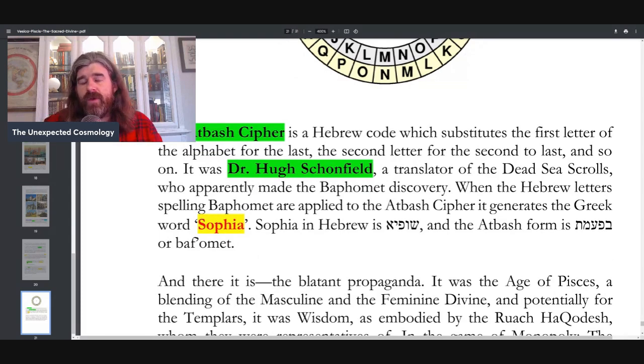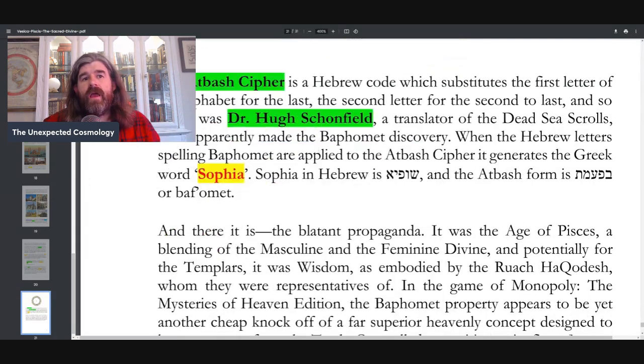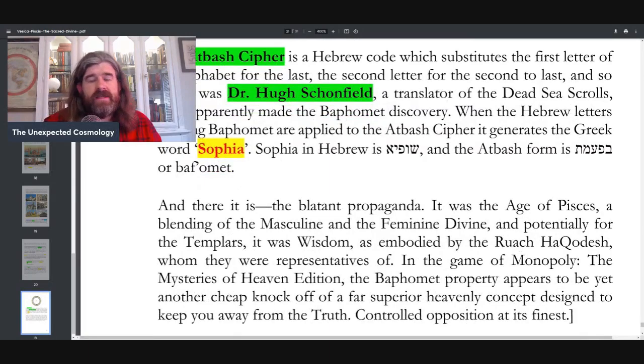Sophia in Hebrew is, you can see it right there. And the Atbash form is, you can see right there, Baphomet. And there it is, the blatant propaganda. It was the age of Pisces, a blending of the masculine and the feminine divine. And potentially for the Templars, it was wisdom as embodied by the Ruach HaKodesh, whom they were representatives of.